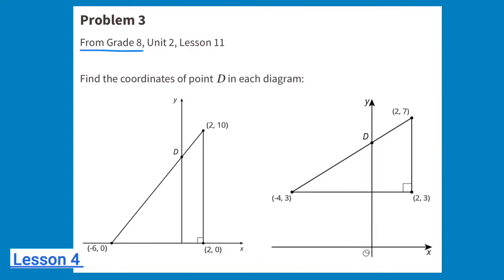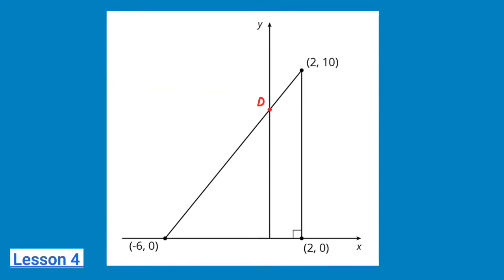Problem number 3, from 8th grade, Unit 2, Lesson 11. Find the coordinates of point D in each diagram. They've given us just enough information that we can figure out the exact location, or the coordinates, for point D. The obvious information is point D is located on the y-axis. That means that it started at the origin and did not move to the right or to the left along the x-axis. So the x value for point D would be 0. The trick is finding the y value. How far up the y-axis is D?